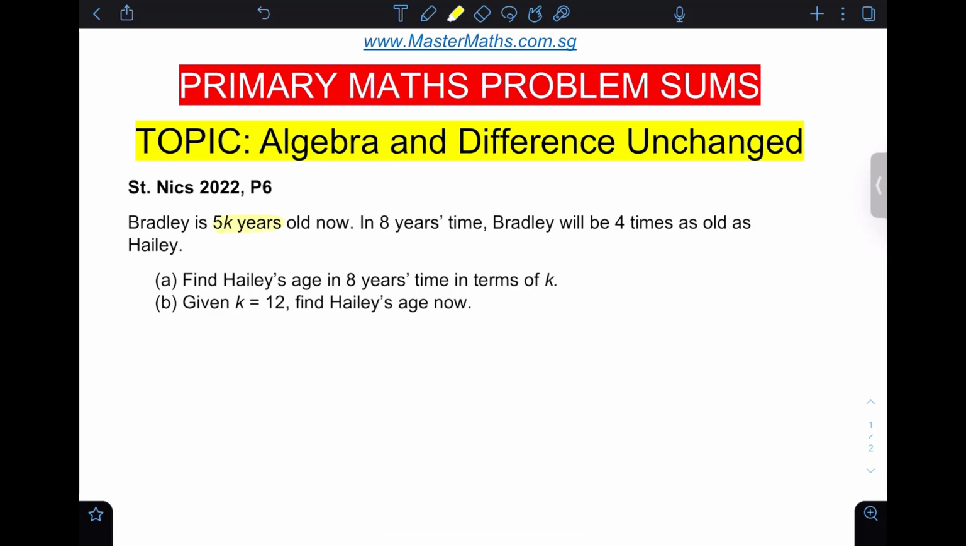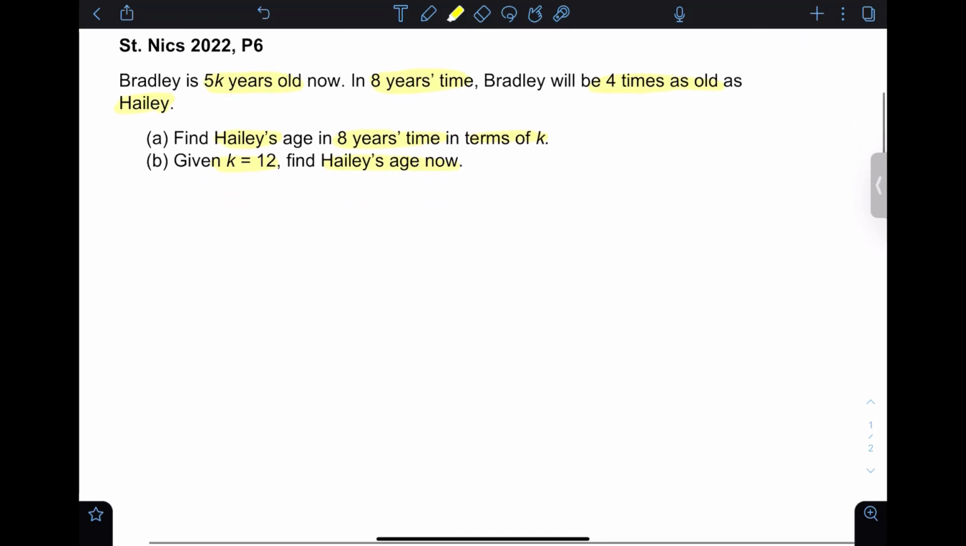Bradley is 5k years old right now. In 8 years time, Bradley will be 4 times as old as Haley. Find Haley's age in 8 years time in terms of k. Given that k is 12, find Haley's age now.